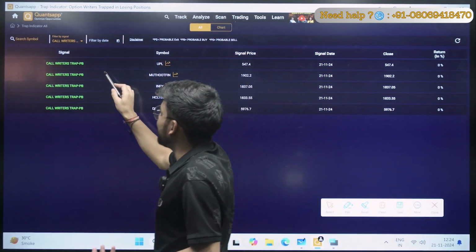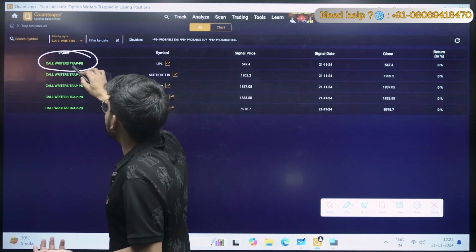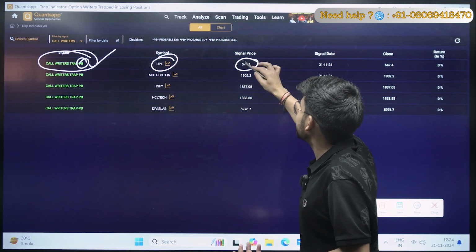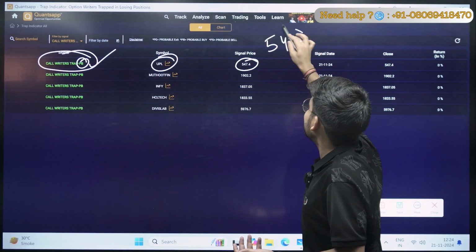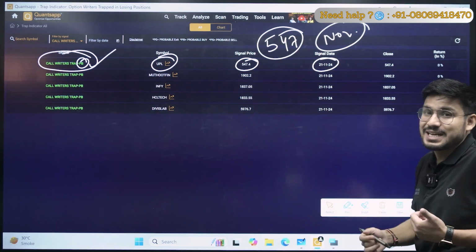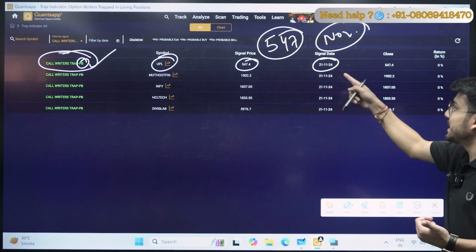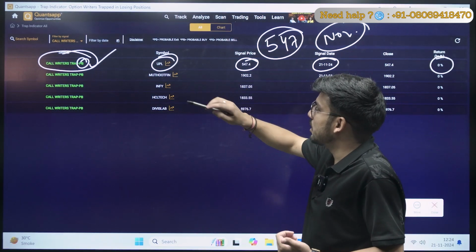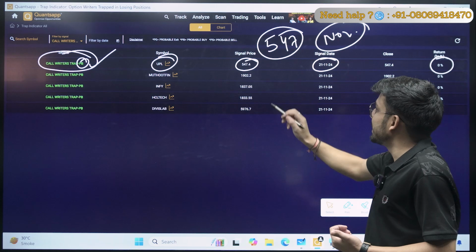Now let's see an example here. Currently it is giving me a PB, that is probable buy, in UPL. What was the signal price? The signal price is 547 and the date is 21 November. So this is a fresh signal that has been generated right now, and that is why I can see there is a 0% return. But let's see at which price UPL is trading right now.